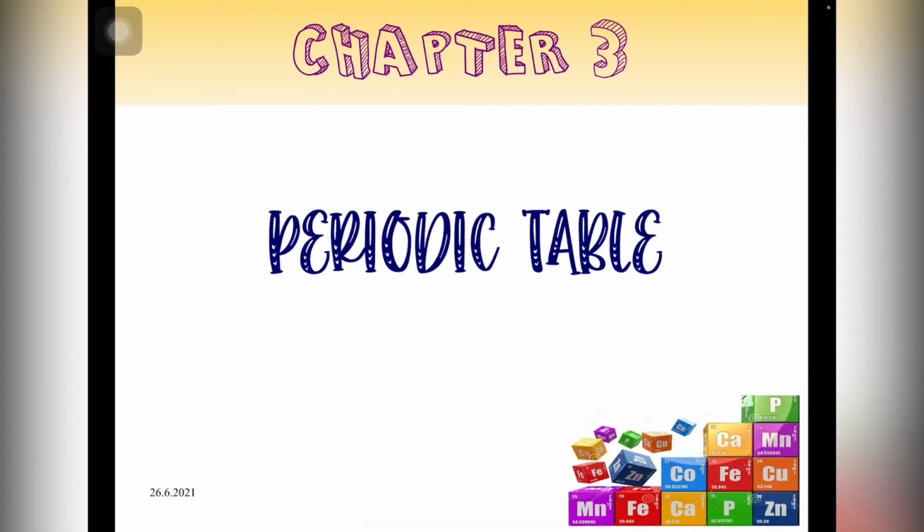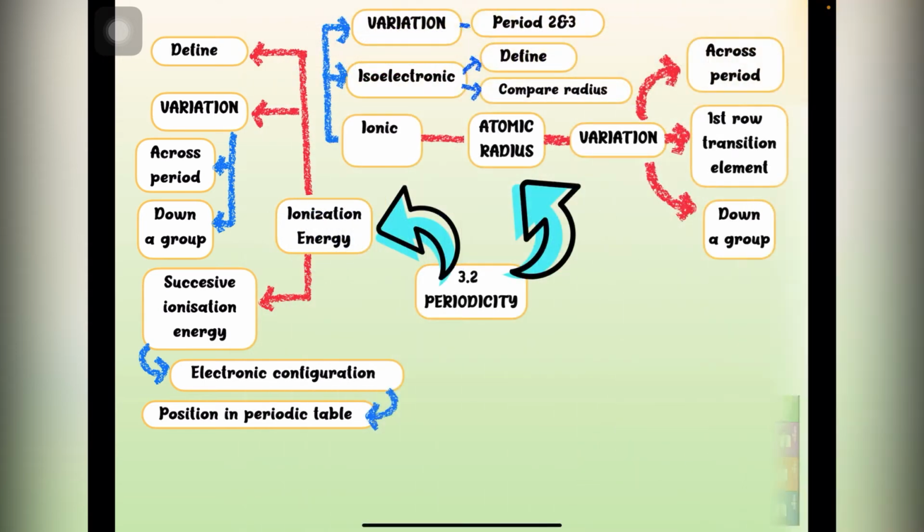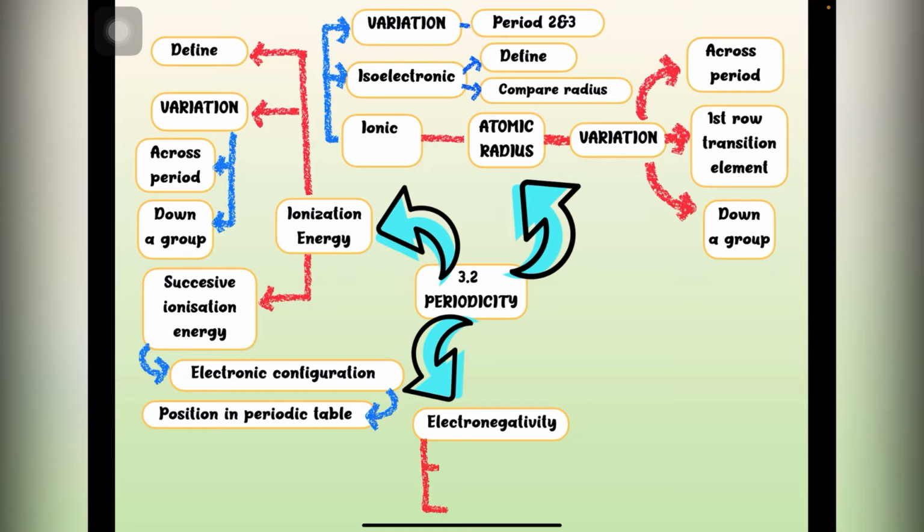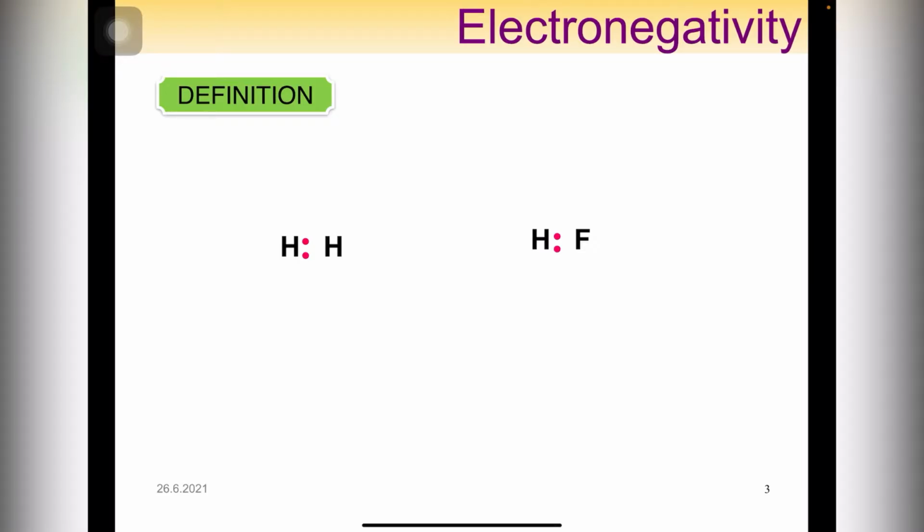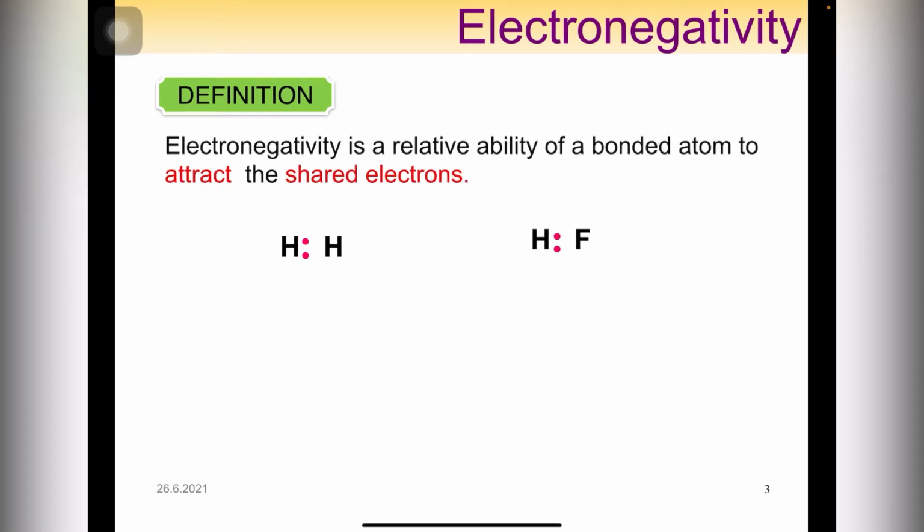Everyone, Chapter 3, Periodic Table. In 3.2 Periodicity, Electronegativity, you will learn how to define it and the variations of the electronegativity. Electronegativity is the relative ability of a bonded atom to attract the shared electrons.